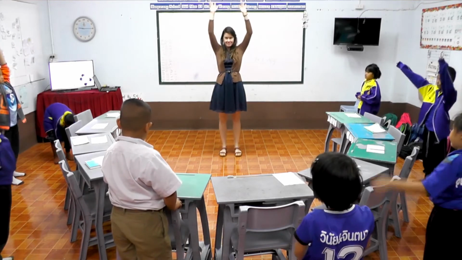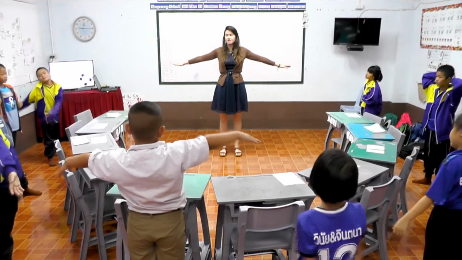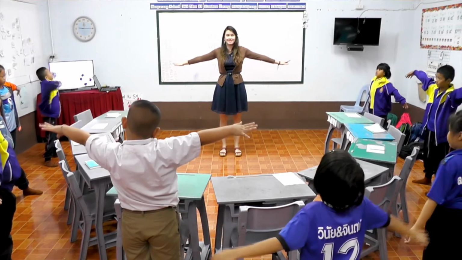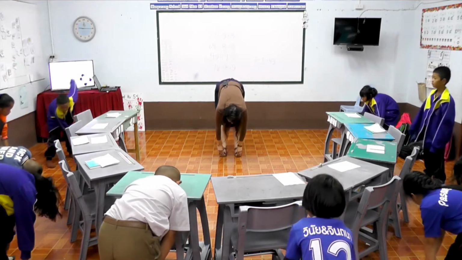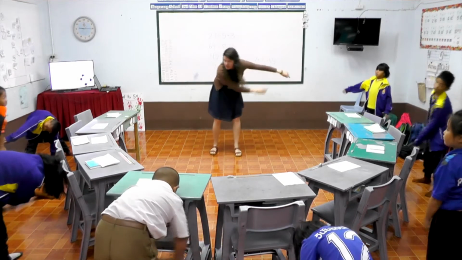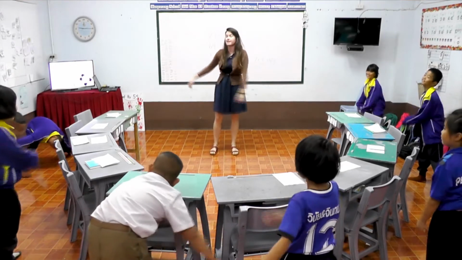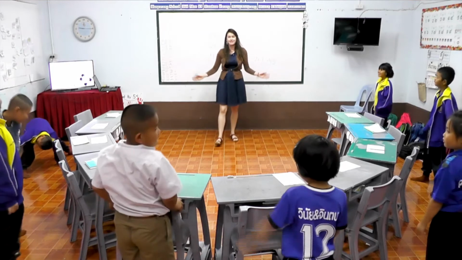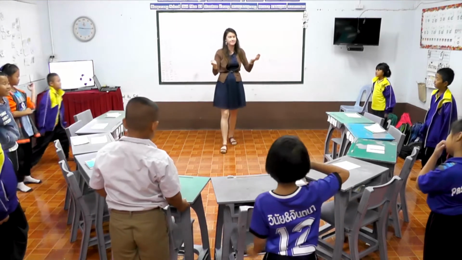Put your arms up high and stretch your fingers. Put your arms in a T. Put your arms in a T and touch your toes. And come up halfway and swing your arms. Pretend they're heavy. And stand up nice and tall. Everybody stand up nice and tall.